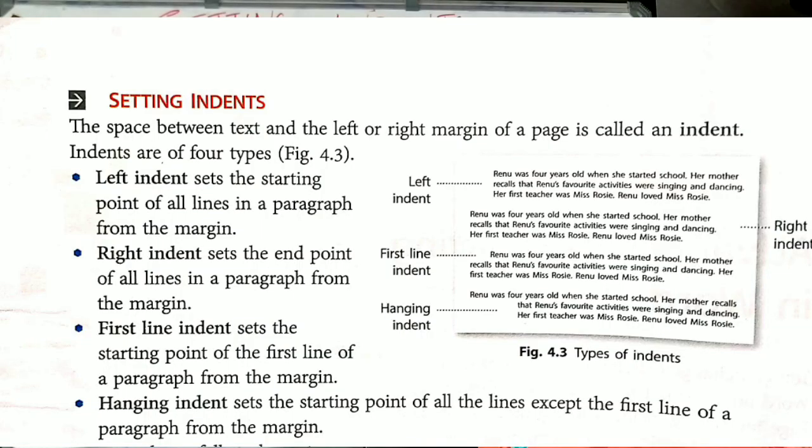So left indent, they set the starting point of all the lines in a paragraph. Right indent means they set the end point of all the lines in a paragraph. And first line indent means they set the starting point of the first line in a paragraph. And hanging indent means they set the starting point of all the lines in a paragraph except the first line. So these are the four types of indent.